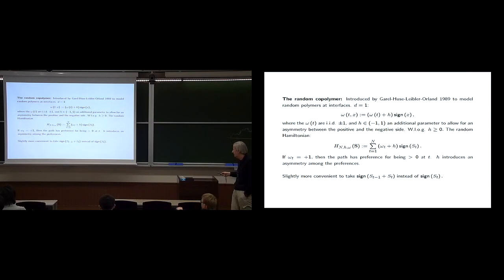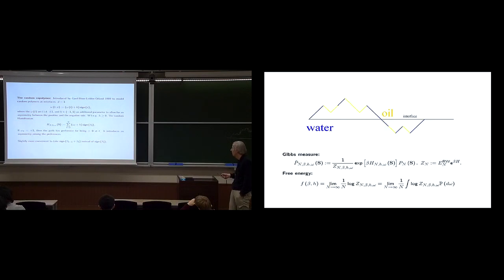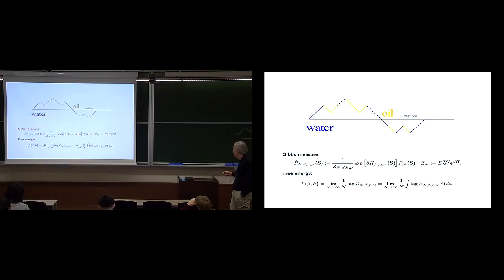So I'm just taking the sign of s t minus 1 plus s t instead of the sign of s t. You see the bond is then on the positive side or on the negative side. But that's irrelevant. Mathematically, it's slightly more convenient to do it this way. I have here a picture, so you should think of an interface, say between water and oil, and then you have your polymer chain. Maybe the blue ones would like to be in the water, and the yellow ones like to be in the oil.